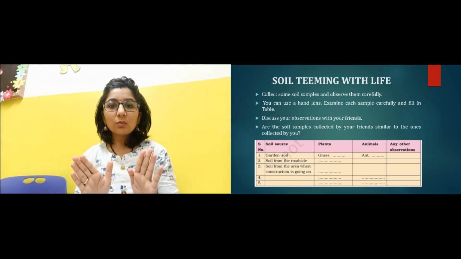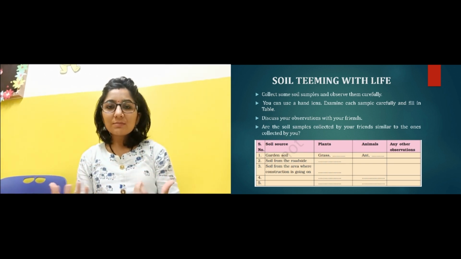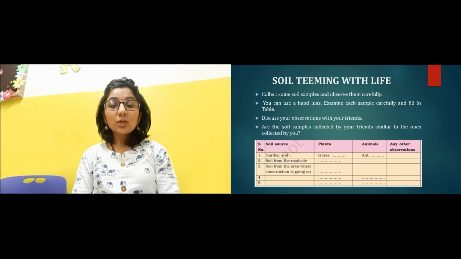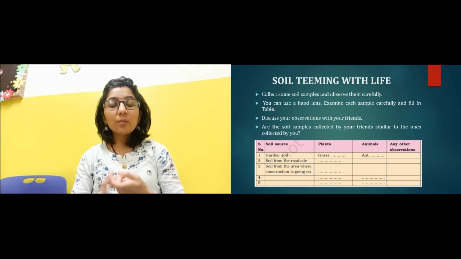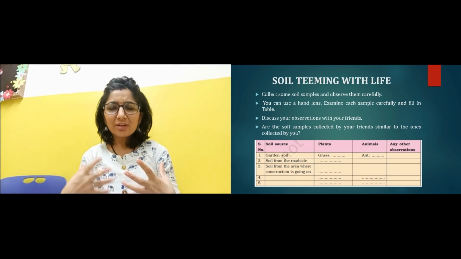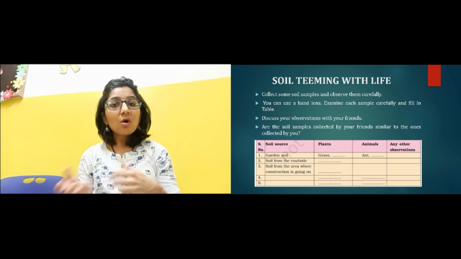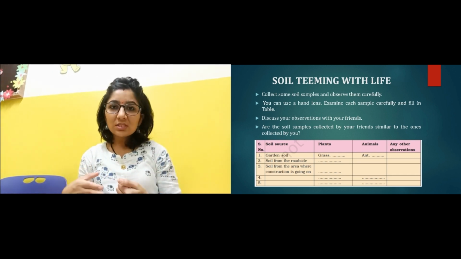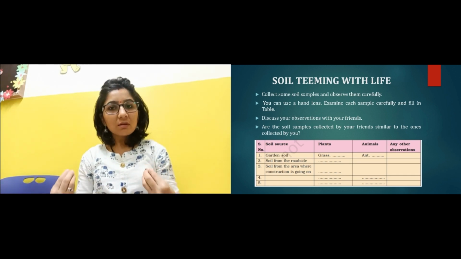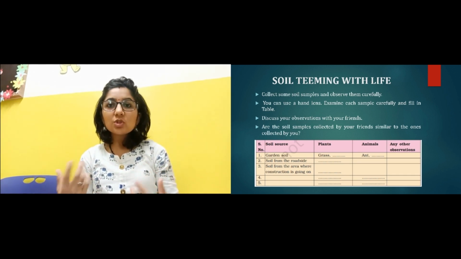So what you need to do is try to collect some samples of the soil. Okay, from different places you have to collect various types of soil. Like you may collect the soil from a garden, from the roadside, or from the area where construction is going on, or from a farm, or near a sea, or near a river. So you can collect various types of soil as much as you can get.